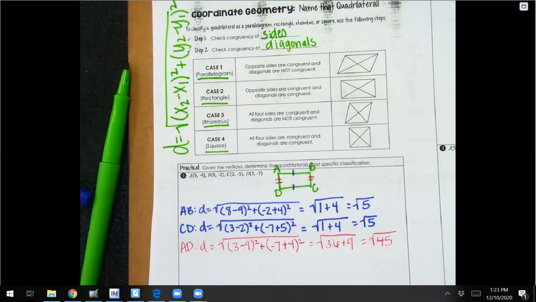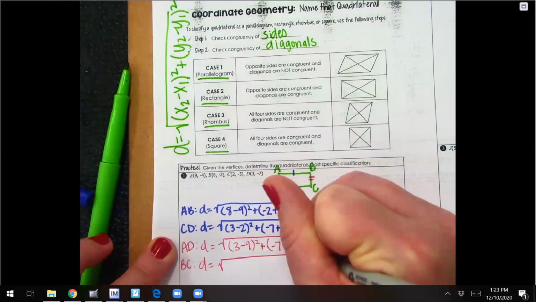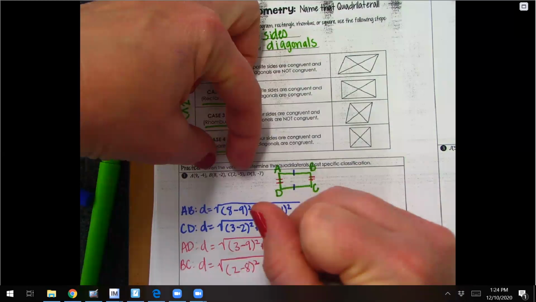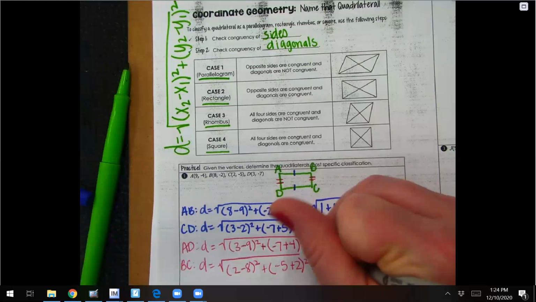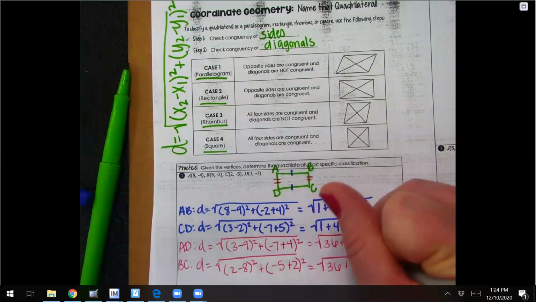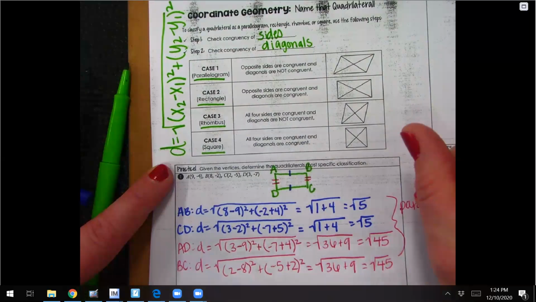Now I'm going to compare it to BC. Make sure BC matches AD. So I have 2 minus 8, squared, plus negative 5 minus negative 2, squared. What's 2 minus 8? Negative 6 squared is 36. What's negative 5 plus 2? What's negative 3 squared? 9. So 36 plus 9 is 45. Okay, so we're good. These two match. So this tells us that it's either going to be a parallelogram or a rectangle. Now, how are we going to decide which one actually is? Good. Now we need to compare the diagonals.